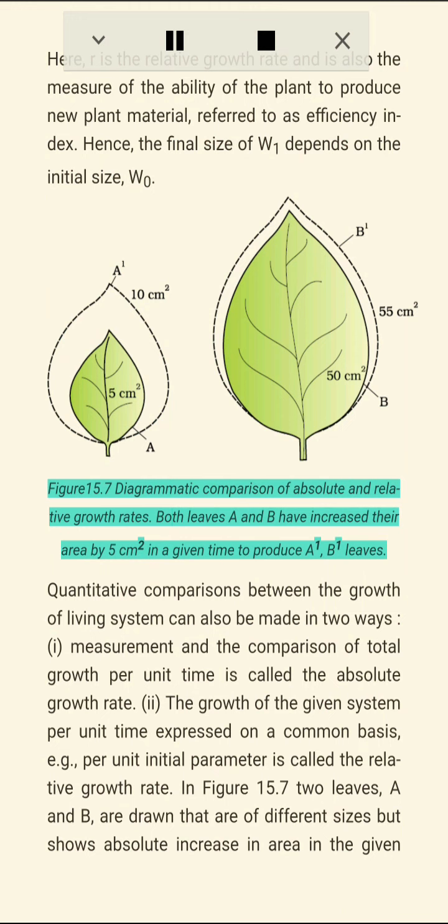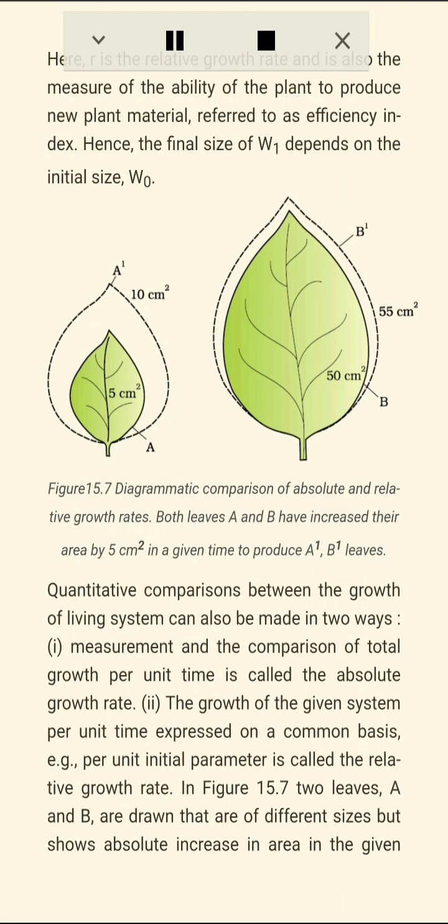Figure 15.7 Diagrammatic comparison of absolute and relative growth rates. Both leaves A and B have increased their area by 5 square centimeters in a given time to produce A1, B1 leaves. Quantitative comparisons between the growth of living systems can also be made in two ways. Measurement and the comparison of total growth per unit time is called the absolute growth rate. The growth of the given system per unit time expressed on a common basis, e.g., per unit initial parameter, is called the relative growth rate.